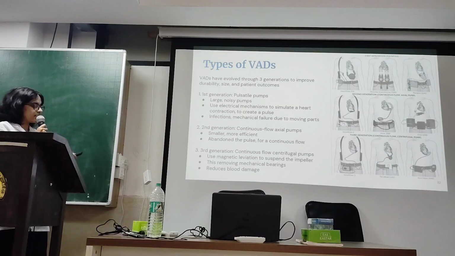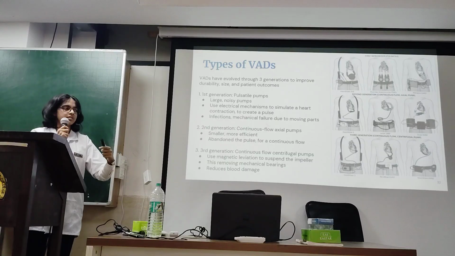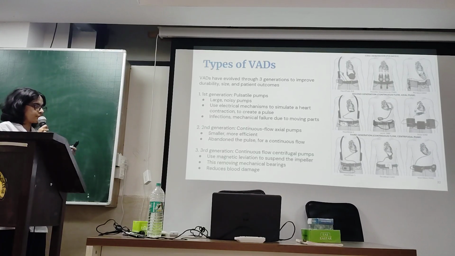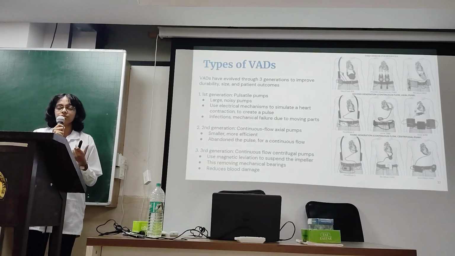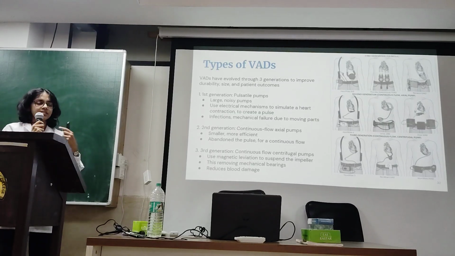The second generation VADs are continuous flow axial pumps. So instead of a pulse, we have a continuous flow of blood over here. They are smaller and more efficient. They consist of an internal rotor and a drive line which generate a continuous flow instead of a pulse.